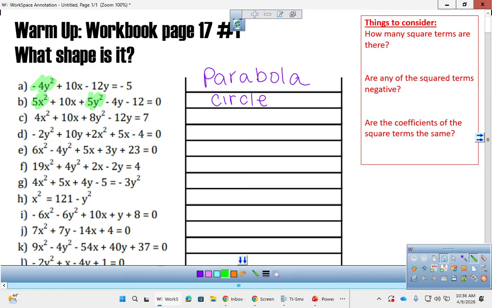For C, we've got a 4x squared and an 8y squared. So I've got 2 squared terms. It's definitely not a parabola. It's also not a circle because the number in front of those squared terms is different. This one's going to be an ellipse, right? The distance from x is going to be different than the distance from y, and that's going to give it this oval-like shape.